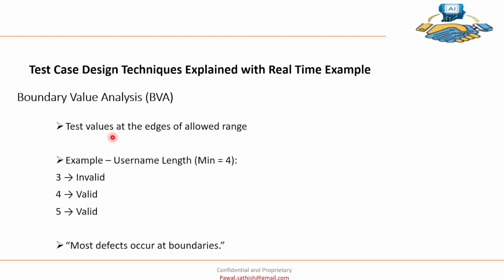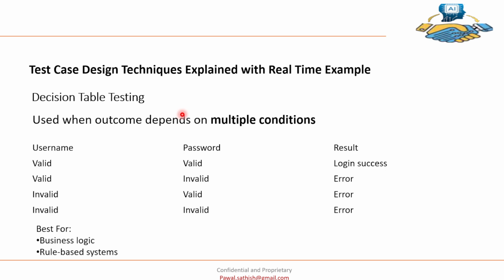Next is BVA, which is nothing but boundary value analysis. It tests values at the edges of an allowed range. Like for username minimum length, if the business requirement says 4 characters, then we will check it. If the user enters 3 characters, the business is expecting an error message to be displayed. When the user enters 4 or 5 characters, it should accept. Most defects occur at boundaries. So this is boundary value analysis.